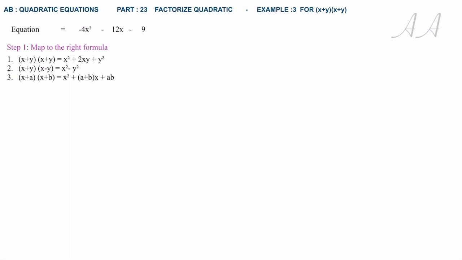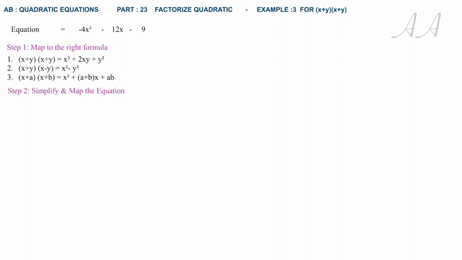Step 1 is mapping to the right formula. So we can see here that minus 4x squared is equal to x squared. This could work if minus 4x was just positive 4x, if it didn't have a negative sign in front of it. And since minus 9 is equal to y squared, this could work if minus 9 was positive 9. So I have an idea, but we're going to go with the first formula.